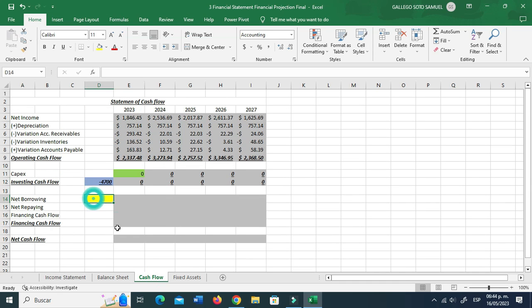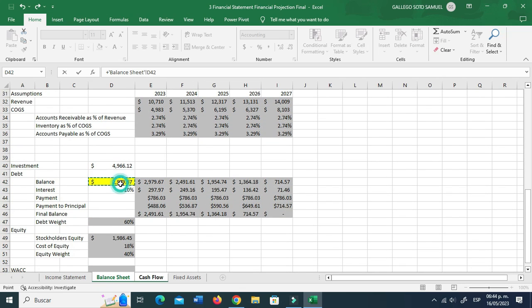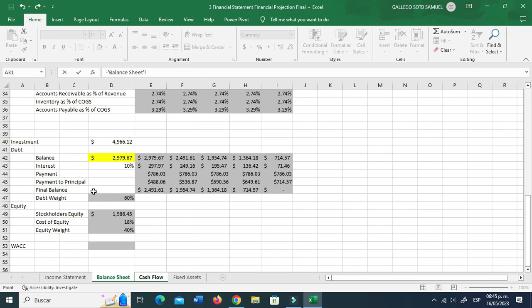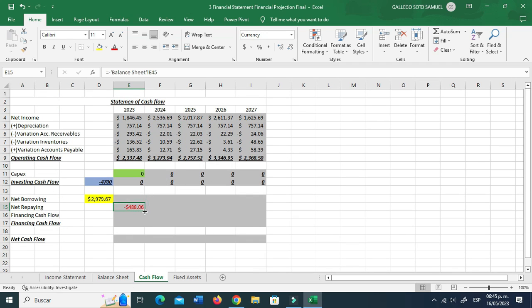Let's keep going. So now the net borrowing, that's going to be a yellow cell here. It's going to be the net borrowing, and then the repayment of the debt, that's minus. That's here, the payment to principal, right? So if we need additional payments, but this is not designed this way. Okay, so this is the financing cash flow.